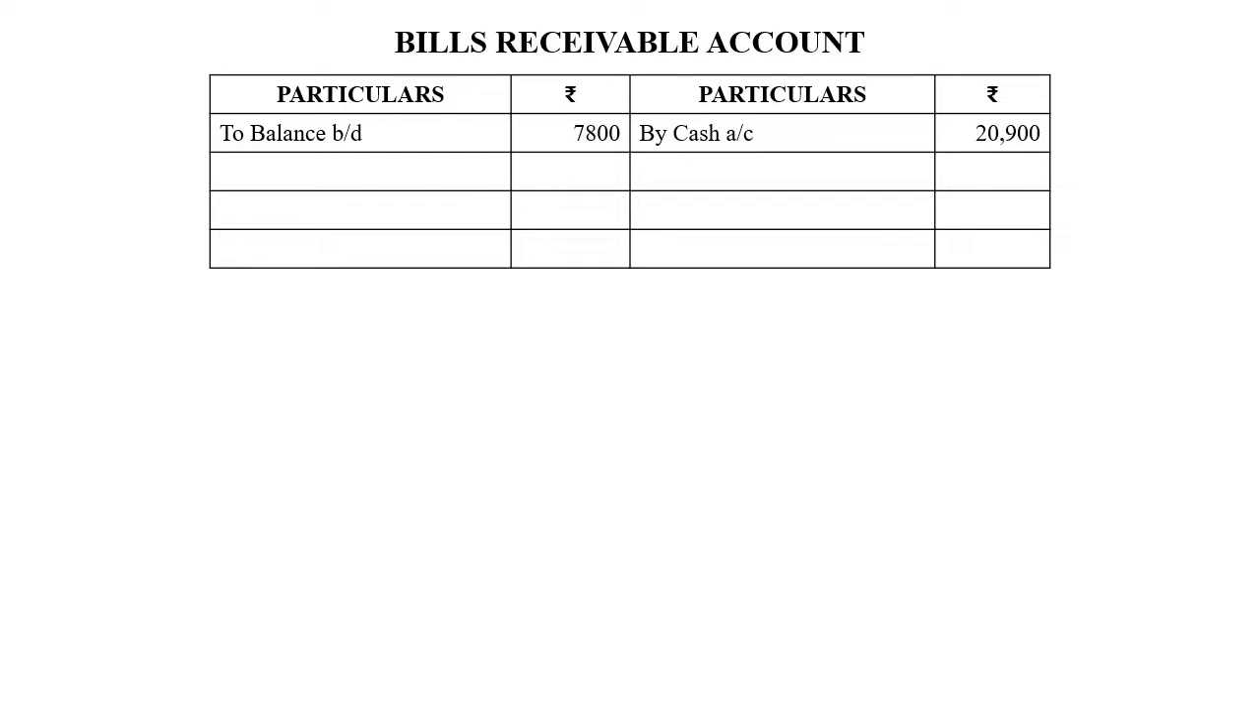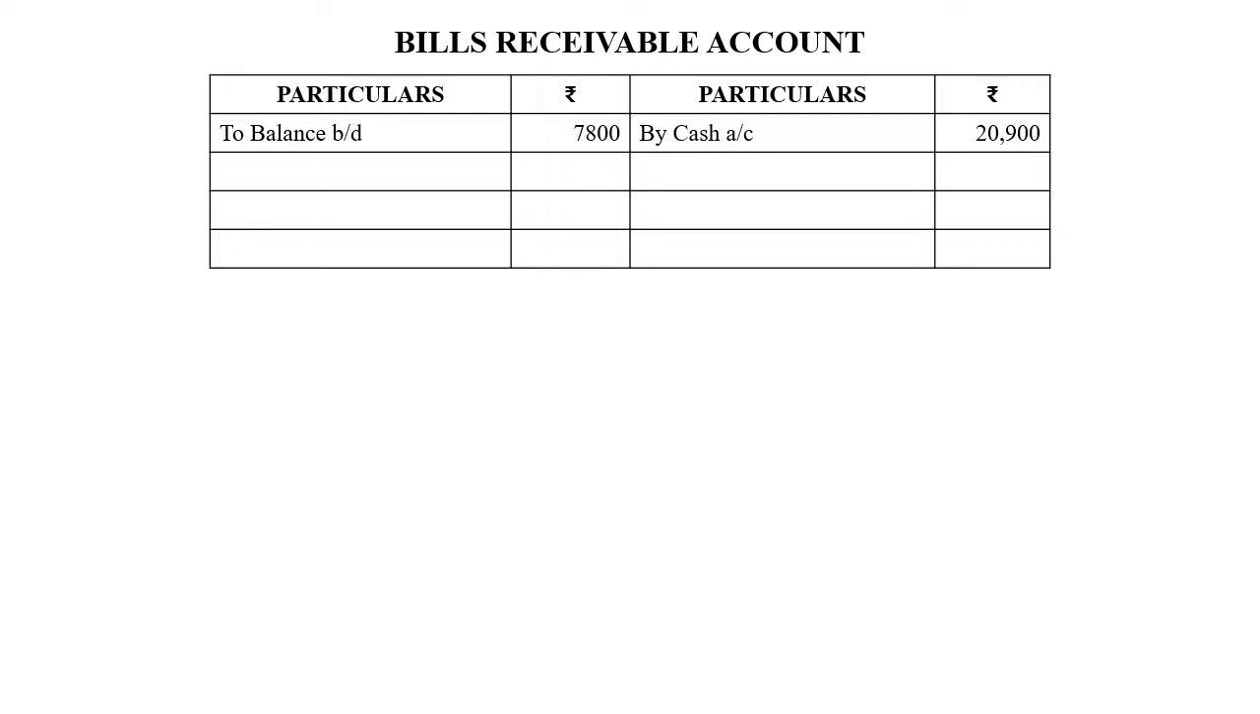Bad debts written off. The journal entry is bad debts account debit to debtors account. Again, it will not affect your bills receivable. Return inward. The journal entry is sales return account debit to debtors account. Again, it will not affect your bills receivable account.